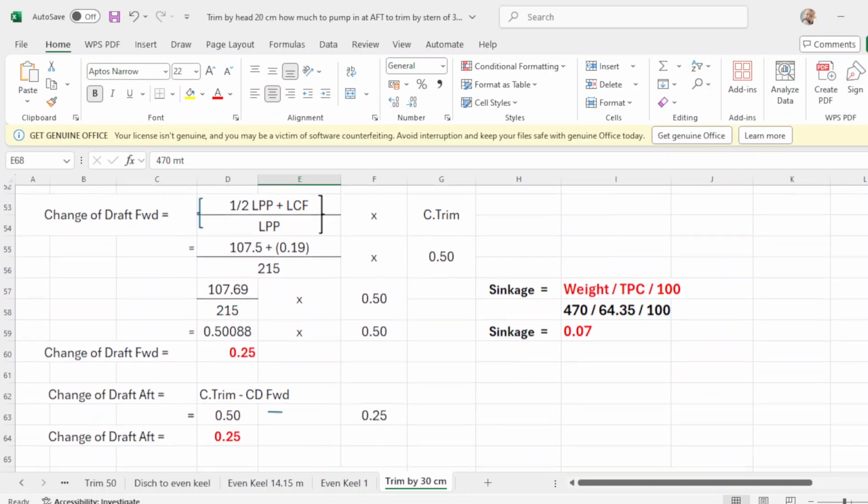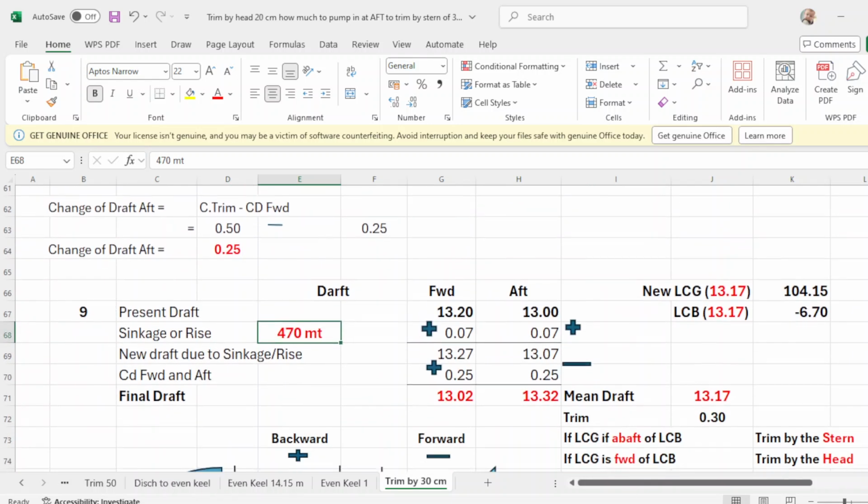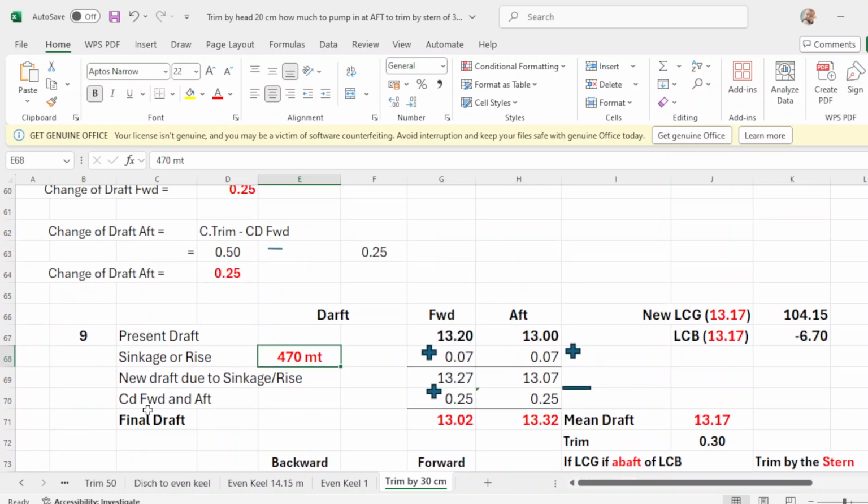25 meters. Then, to get the change of drop up, it is your change of trim of 50 centimeters, 0.50, minus your change of drop of 0.25. So your change of drop up will be 0.25. So they have the same value, forward and up, of 0.25. So you apply your change of drop forward and up, 0.25 forward and 0.25 up. Now how do we know that we are going to add or deduct here?